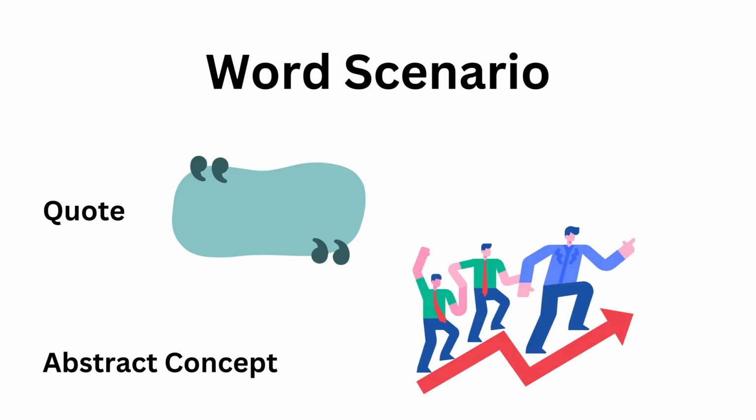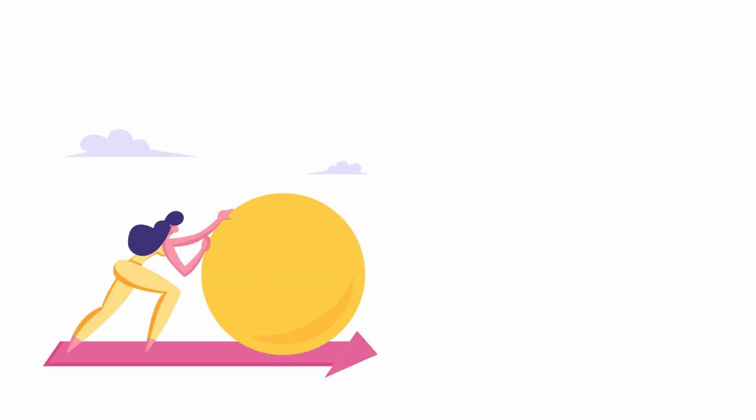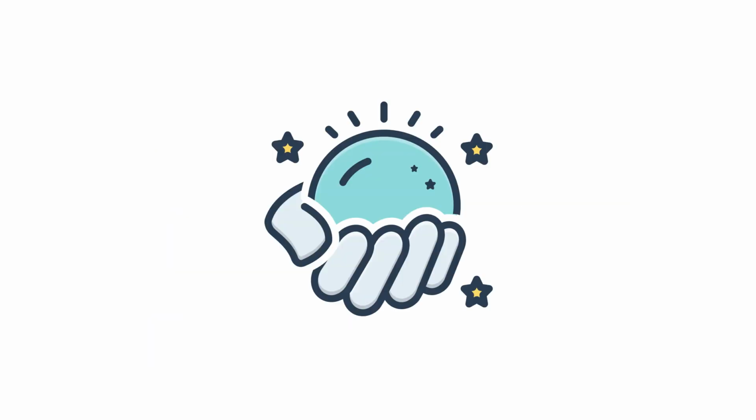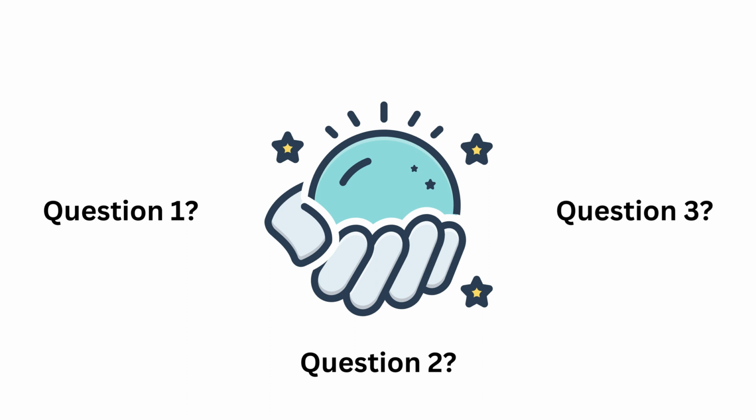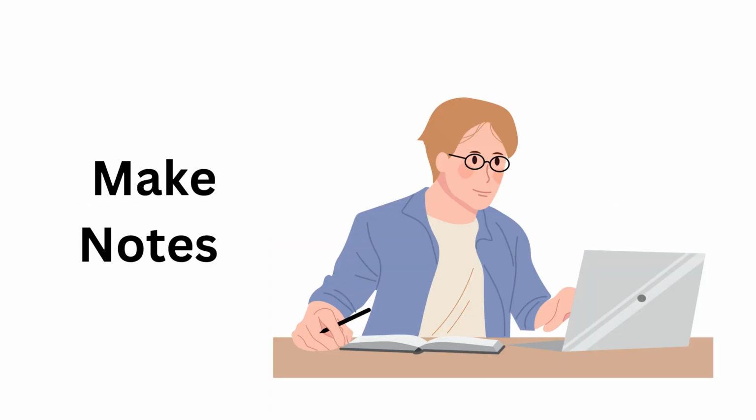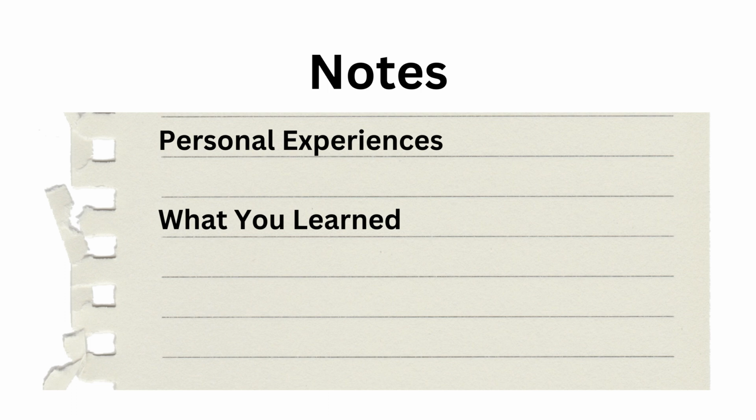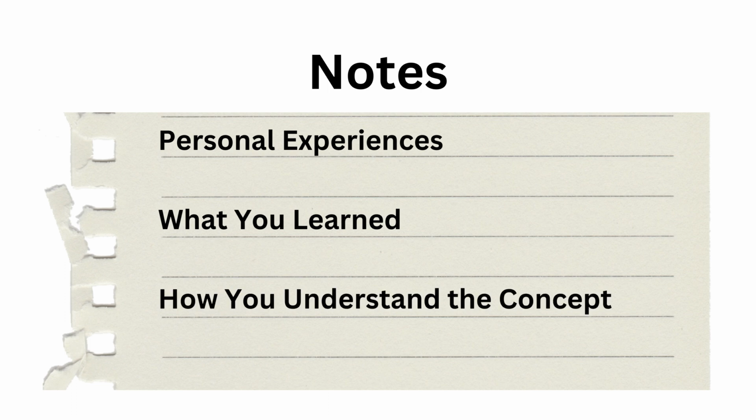In Casper word-based scenarios, you are typically presented with a quote or abstract concept such as leadership or teamwork. Taking notes for these types of questions is a bit harder as you cannot directly predict the specific questions that might be asked. However, you should still write down notes on what you might be talking about. In such scenarios, some of the information you should take notes on are personal experiences, what you learned from that experience, how you understand the concept and apply it to your life, and anything else that comes to mind depending on that scenario.